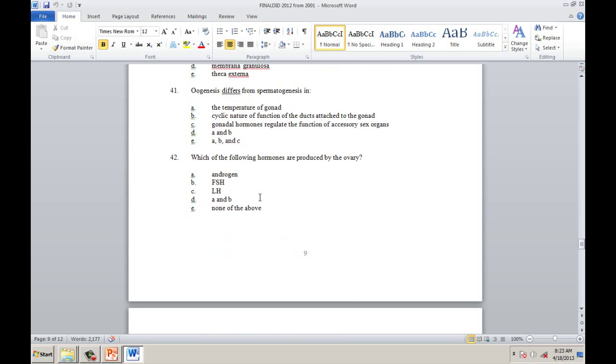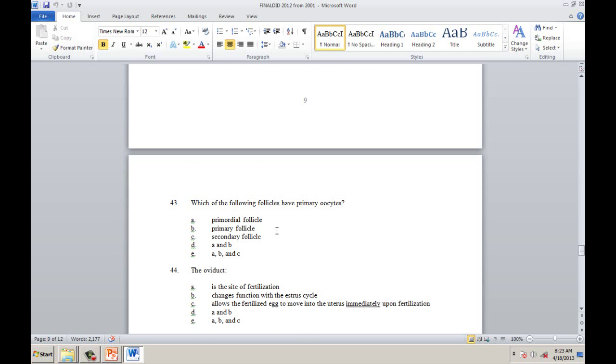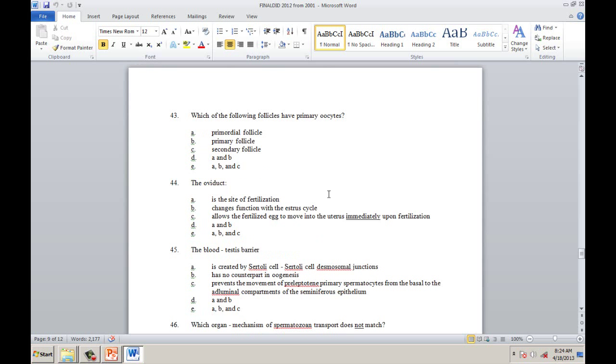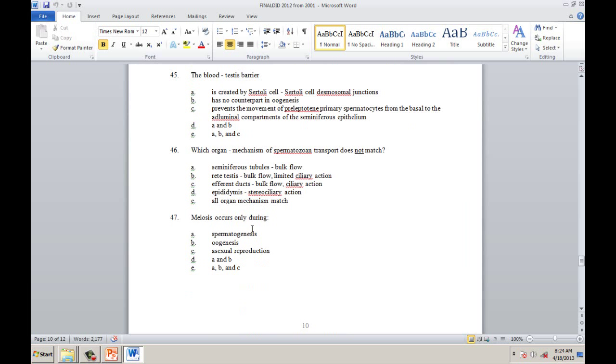Number 42. Which of the following hormones are produced by the ovary? Androgens? Yes. The theca interna produces them, right? FSH? No. LH? No. None of the above is not the answer. The answer is A. Which of the following follicles have primary oocytes? Primordial follicle? Yes. Primary follicle? Yes. Secondary follicle? Yes. All these have primary oocytes. Answer is E.